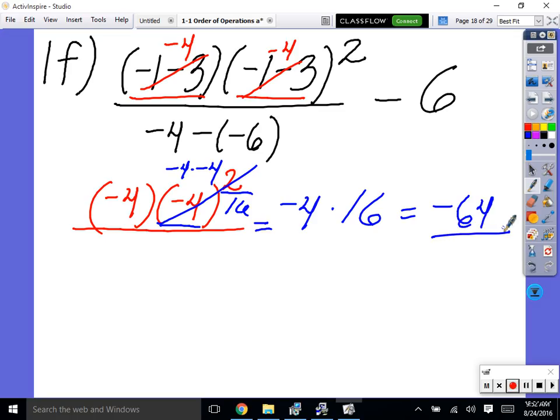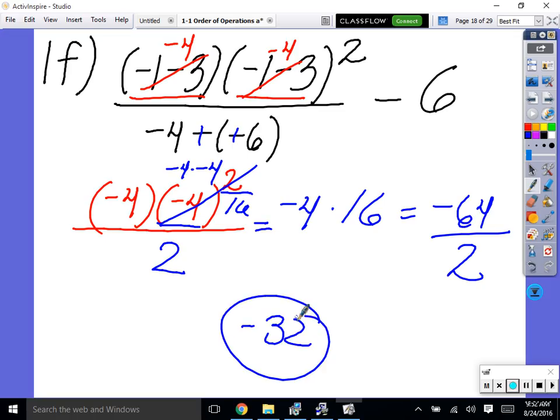And on bottom, let's simplify that. Negative 4 minus negative 6. So we cross the line, change the sign. Negative 4 plus 6 is positive 2. So we have negative 64 divided by 2, which is negative 32. Our last step will be to take this and simplify it, right? So it looks scary, but we just have to simplify it in sections.